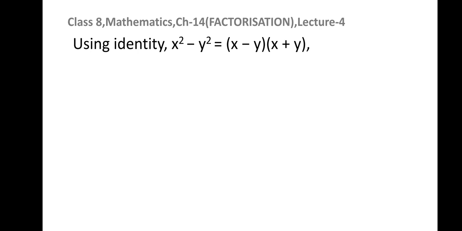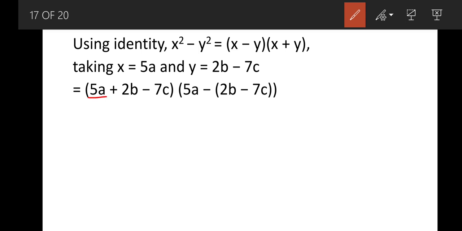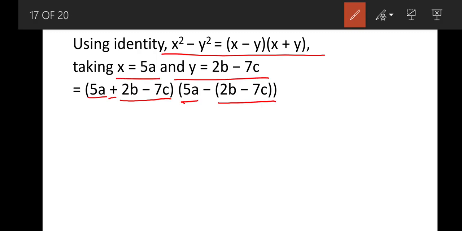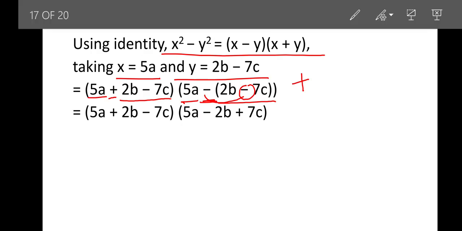Now for the last step, I need to use identity number 3. X square minus y square, x minus y, x plus y. So taking x is equal to 5a, y is equal to 2b minus 7c. In terms of x and y I have written. So you can take x plus y. This is x minus y. This is y, this is x. So here can you see minus sign outside? So this minus sign which is inside the bracket will be changed to plus sign. So it will be 5a plus 2b minus 7c, 5a minus 2b plus 7c. So this will be your answer.